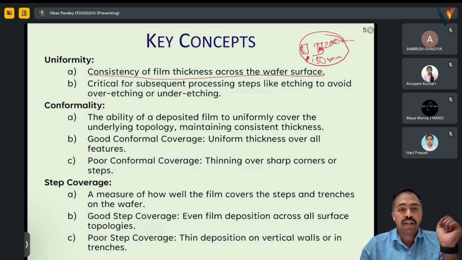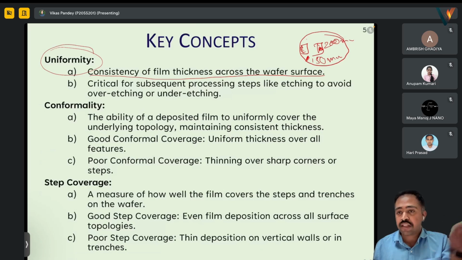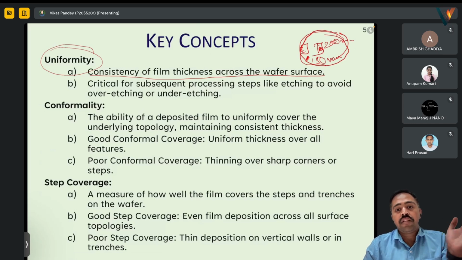Second is conformality, the power or ability of the system to deposit film to uniformly cover the underlying topology. That is, one is uniformity, the thickness should be uniform. And conformal means it should cover all the areas. It should not be that in one area it is good, other area it is not. Okay. A good conformal coverage is uniform thickness over all the features. And poor conformal coverage is thinning or sharpening.